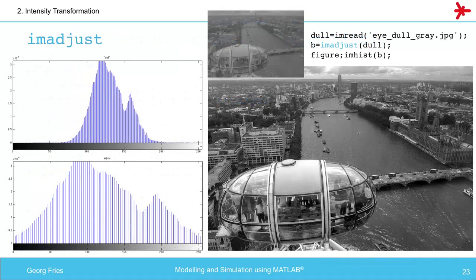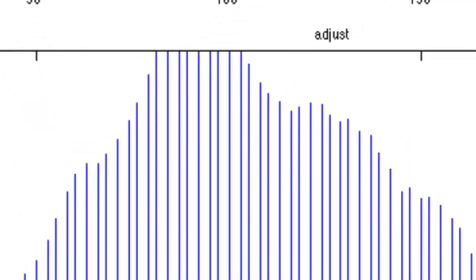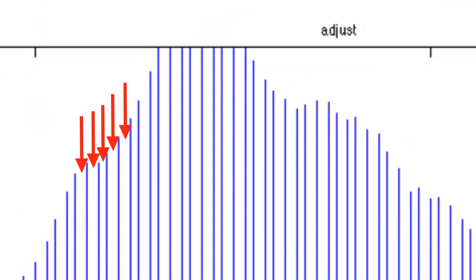Okay, so let's have a look at the results. By the way, you will find the corresponding code to load the images and to calculate the histograms here on the slides. ImAdjust caused a good change in contrast. I like the result. The pixel values are spread over the whole range. However, please notice the gaps in the histogram.